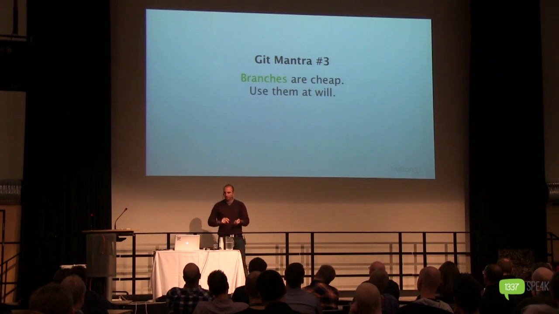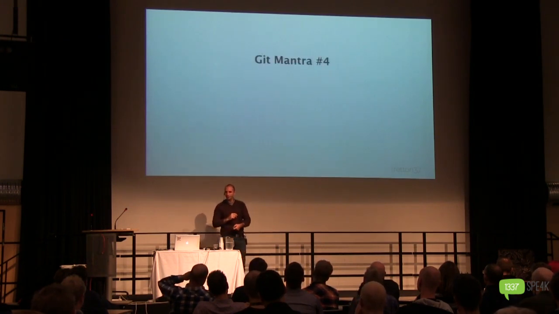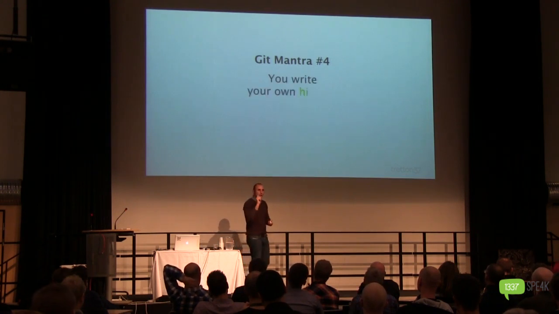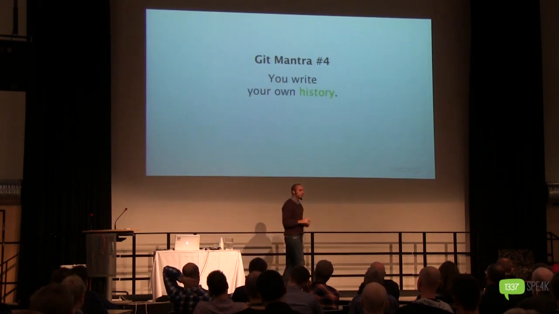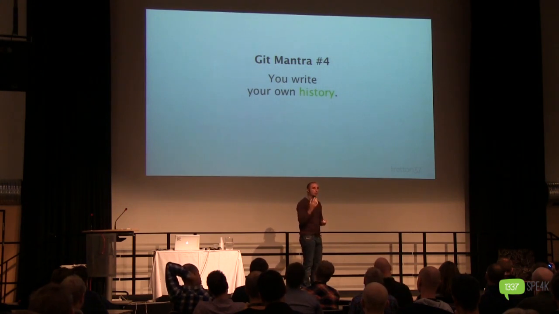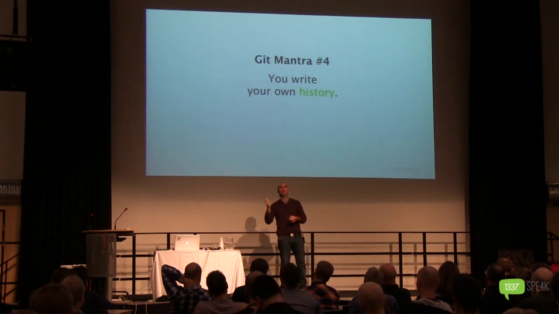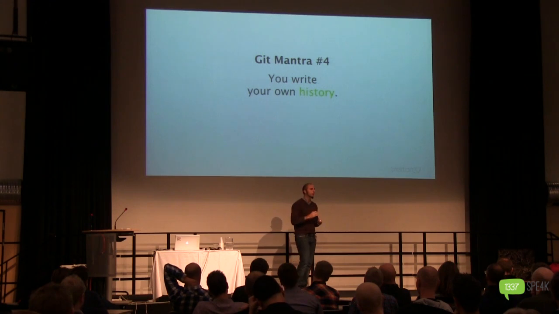That was number 3. Mantra number 4. You write your own history. Your source control doesn't decide what your history is going to look like. You decide. And that's what differentiates Git from pretty much all other source control systems.